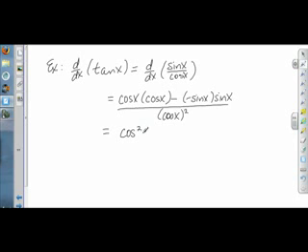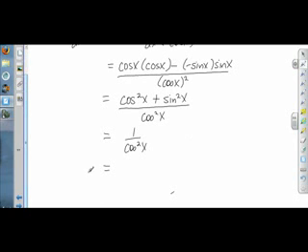So cleaning that up, you've got cosine squared x plus sine squared x on the top, and you have cosine squared x in the denominator. So 1 over cosine squared x is the same thing as secant squared x. So we have just proven that the derivative of the tangent function is the secant squared.